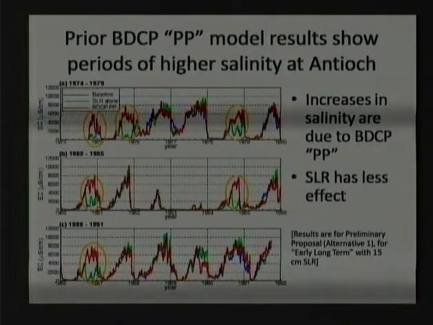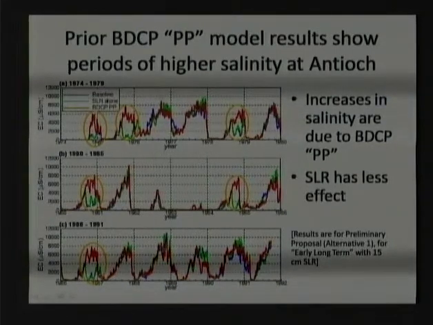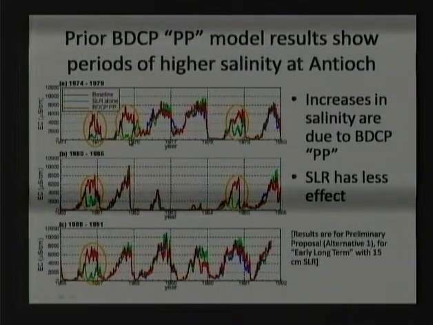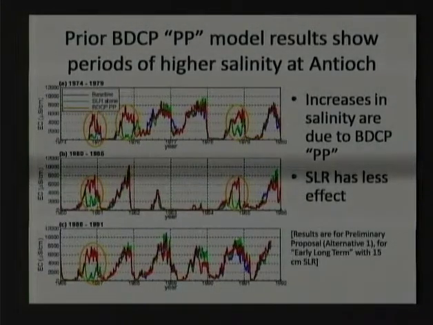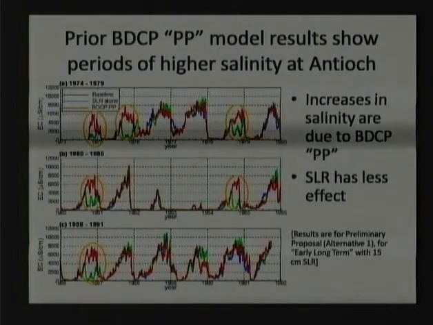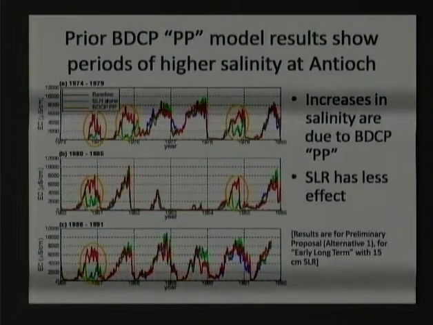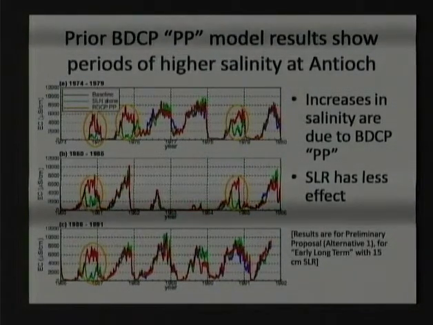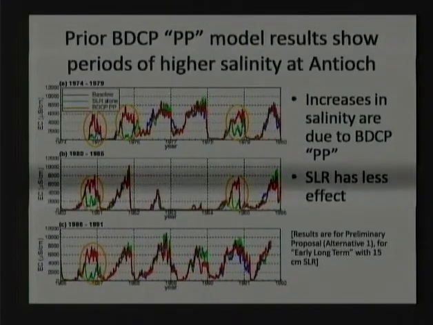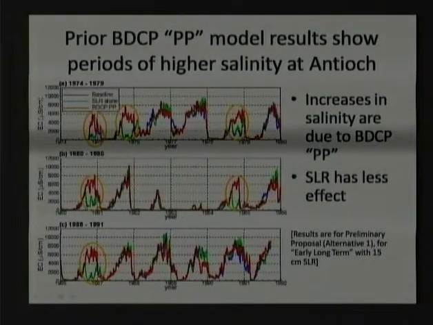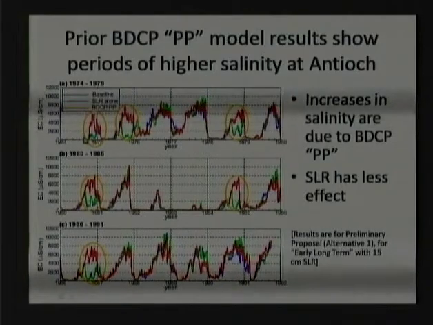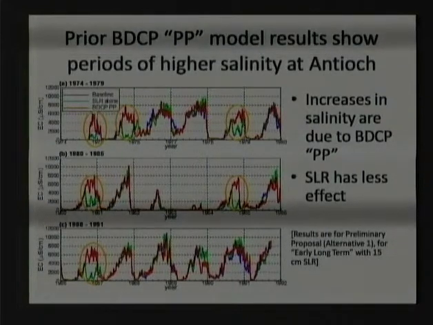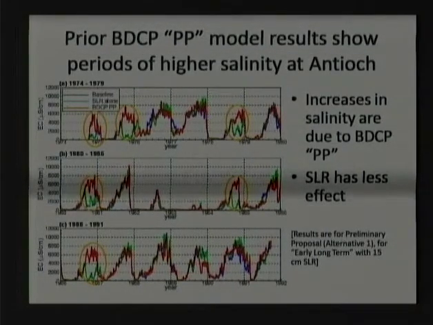What you see in green, see if I can get my pointer, the green usually comes pretty close to the blue. What you see in green is what the salinity is predicted by the model results to be with sea level rise alone. And the results I'm showing you here are for the early long term with a 15 centimeter sea level rise. There are also results for 45 centimeters. I'm just showing you these as a snapshot. And then what you see in red is the salinity that's predicted to occur at Antioch with the BDCP proposed project, again for the early long term with 15 centimeters of sea level rise.